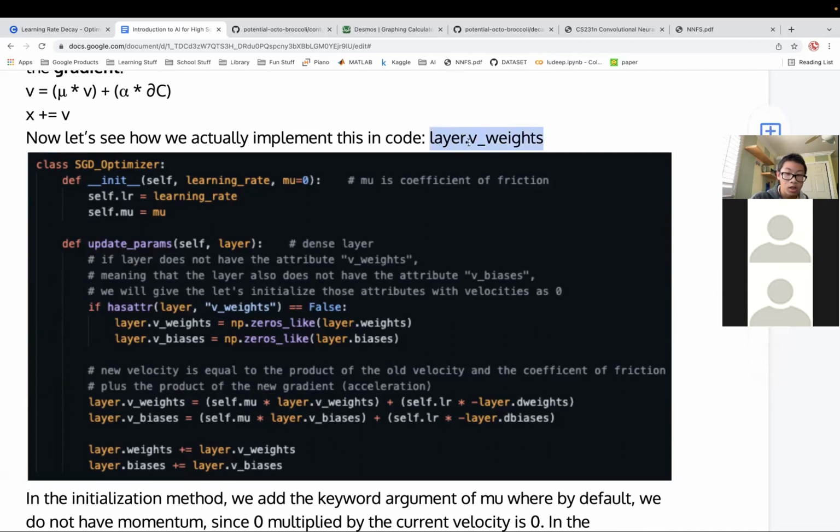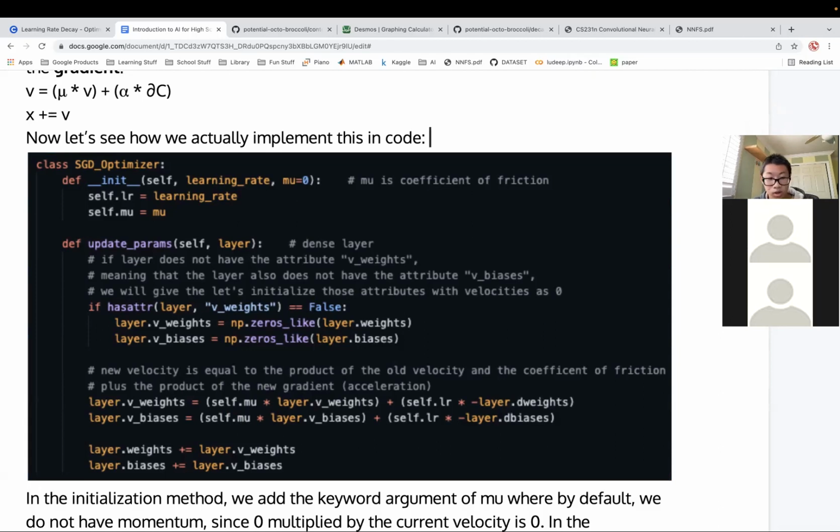So if this object layer has the attributes, the velocity and the weights, we get true, and if it doesn't, we get false. If it's false, then we're gonna create these for the layer. And then we use zeros, because velocities start at 0.